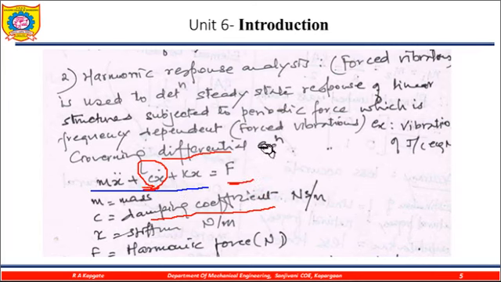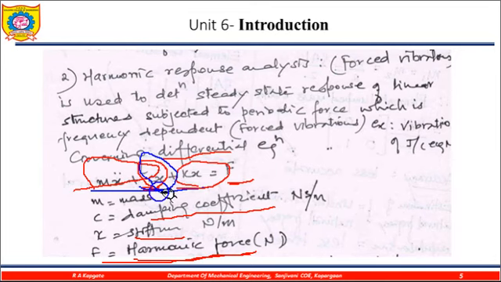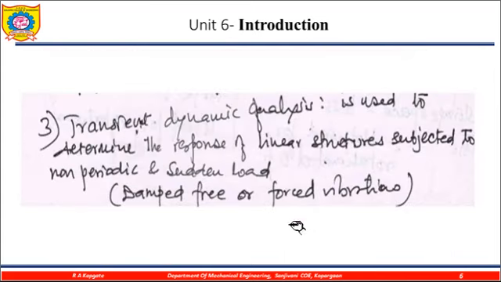This is my governing differential equation for harmonic response analysis. K is again the stiffness matrix, and f is the harmonic force. So this is my harmonic response analysis. The difference between the modal and harmonic response analysis is that in modal there are only two terms, that is mx and kx, while there is an addition of cx in a harmonic response analysis. Let us move on to the third terminology, that is the transient dynamic analysis.